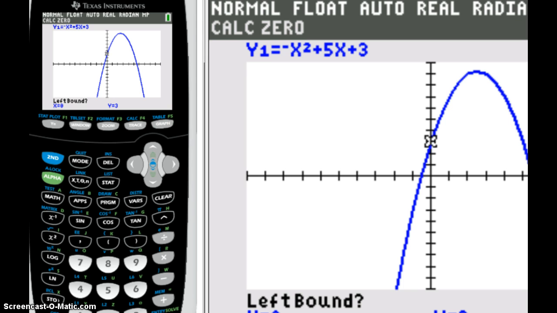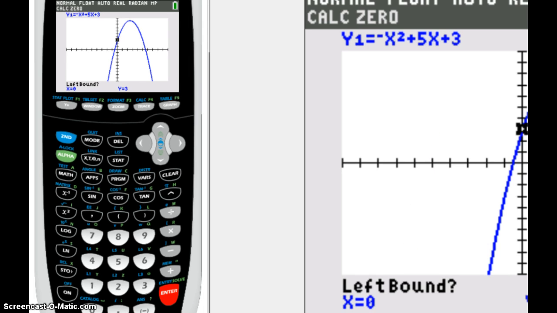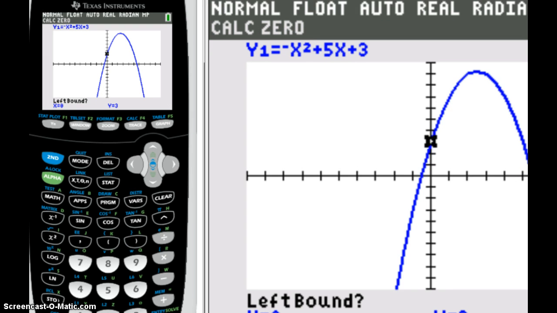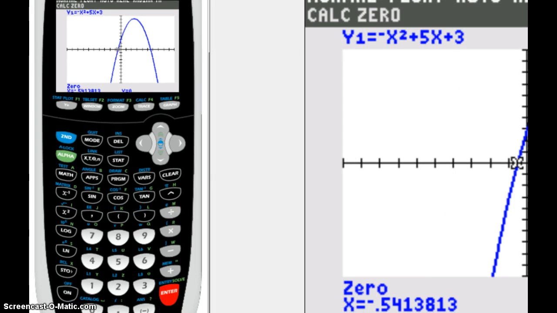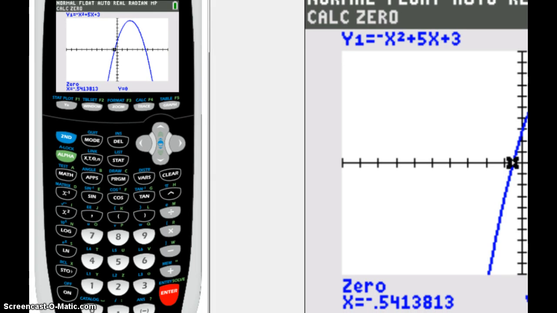You could either scroll down to it with the arrow and hit enter, or you could just select option 2 on your number pad. Okay, well, using this option, I go ahead then and I select the left bound and the right bound. In other words, I go to the left of the zero and I hit enter when I'm to the left of it, and I go to the right of the zero and I hit enter again. And notice these two arrows and dashed lines appear. I have managed to put the zero right between them. The calculator asked me to take a guess. I just hit enter, and it spits out the answer of negative 0.5413813.